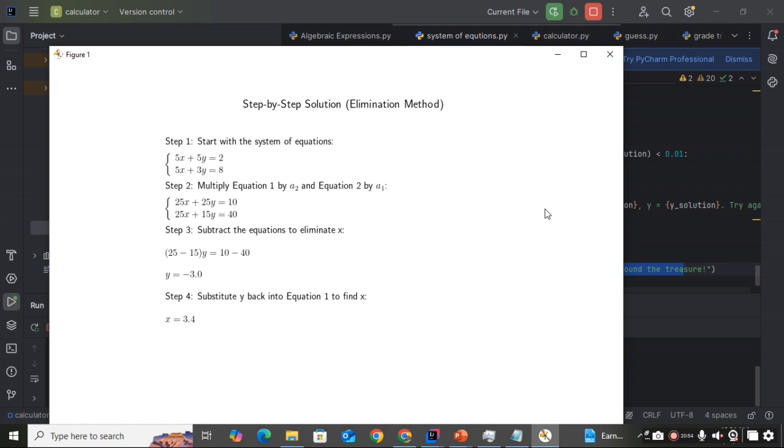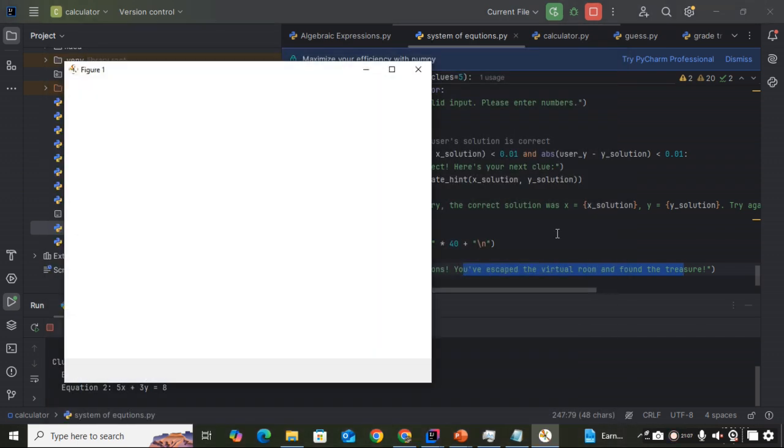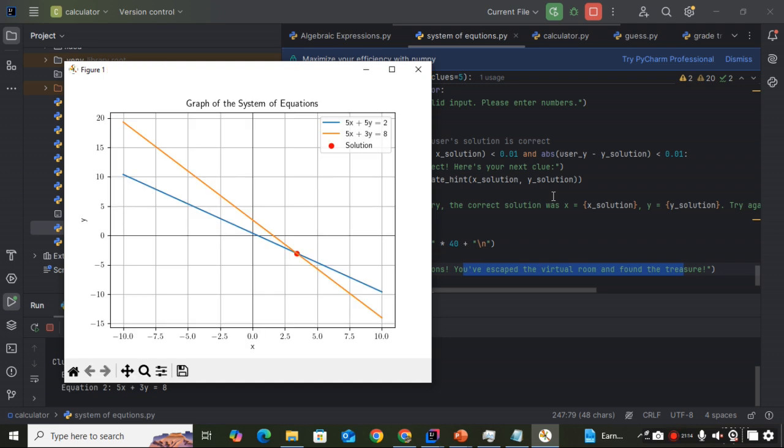Okay, so take note of the solution. The solution is again negative 3.4 for x and negative 3 for y. And then we close that, and of course it calls on the plot so that we can visualize everything. By the way, in the plot we can see the intersection and the solution here. So again, the solution for the problem is 3.4 and negative 3, so that's essentially correct.